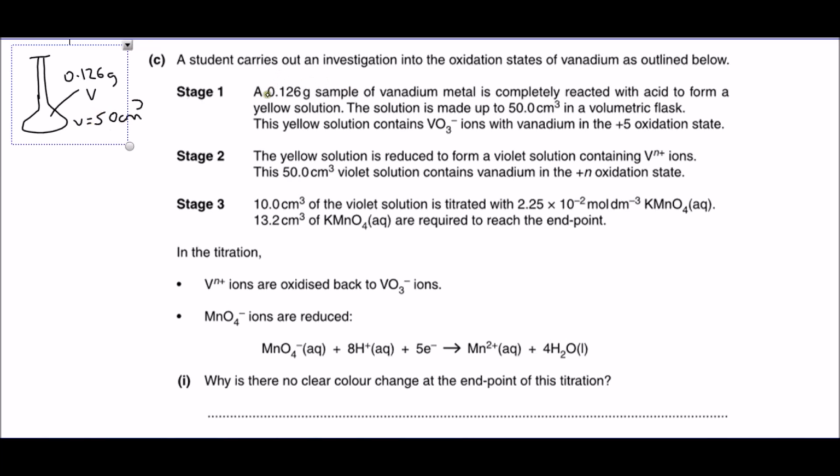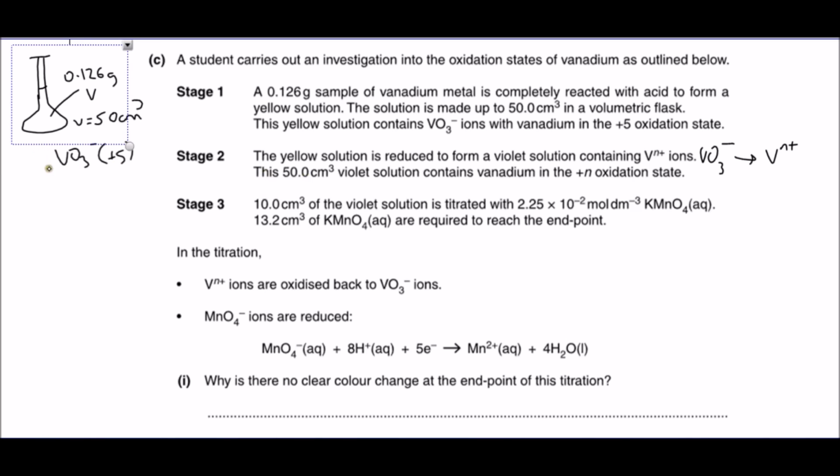Okay, so read that again. 0.126 grams of vanadium is dissolved in this 50 centimeters cubed in a volumetric flask, and it contains VO3 minus ions, which are in a +5 state. I'm going to come back to that later. Next, the yellow solution is reduced to form a violet solution containing Vn+. So in this stage I've got VO3 minus turning into Vn+, and I'm going to do that to the whole 50 centimeters cubed.